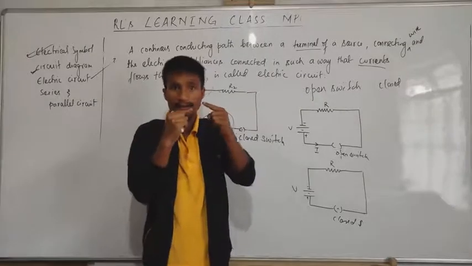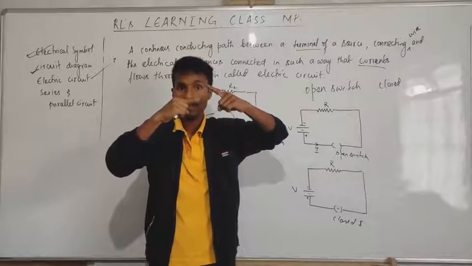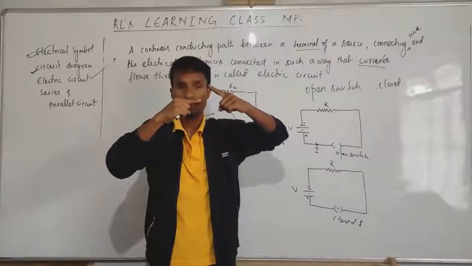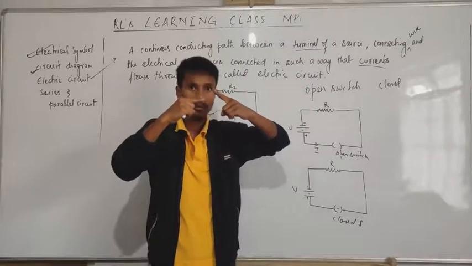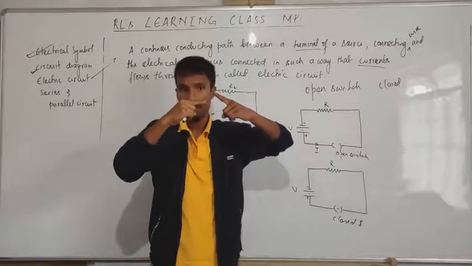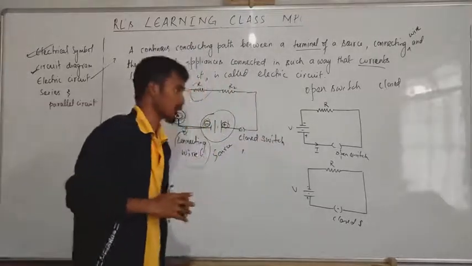It means there is some free end. These are the ends, now they are free. Some free ends, they are not yet connected. Once there is a free end, when there is a break, then there is no current that can flow throughout the circuit. That is open circuit or open switch.